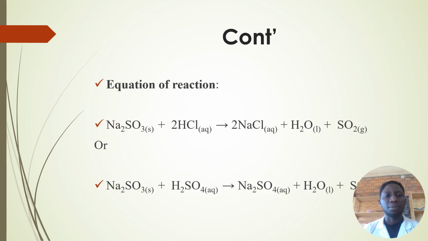Here we have the equation: sodium sulfite in a solid state, when reacting with concentrated hydrochloric acid, produces sodium chloride, water, and sulfur dioxide that we need in this preparation. Remember also, if this sodium sulfite reacts with sulphuric acid, this can produce sodium sulfate, water, and sulfur dioxide. This means in this first method, when sodium sulfite meets concentrated hydrochloric acid or sulphuric acid, it can produce sulfur dioxide gas.